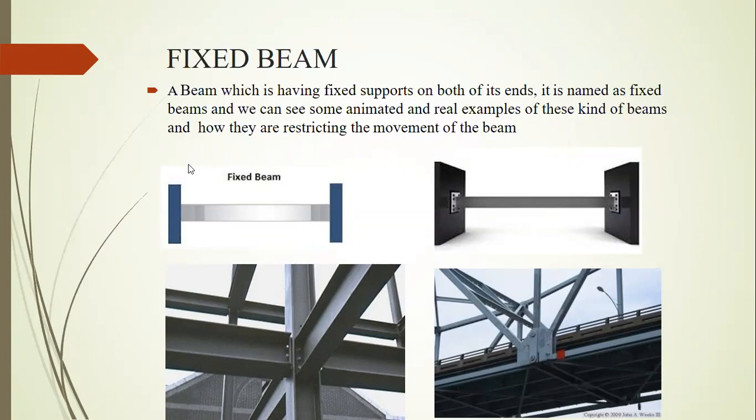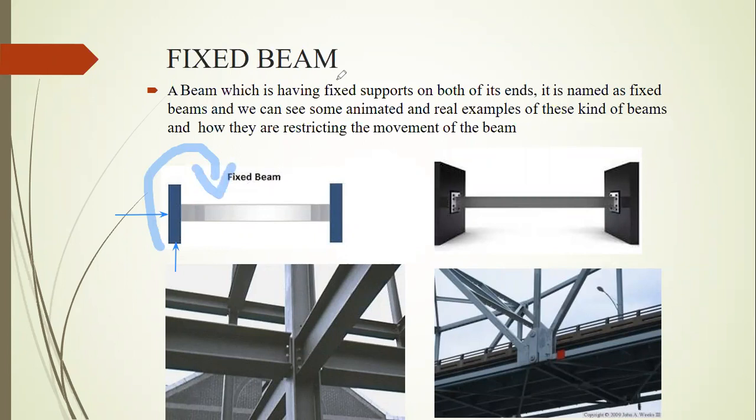Okay, what is a fixed support? It will resist the movement in all three directions. So if this is a fixed beam, how many reactions will there be? For each fixed end, there will be 3 reactions. One is horizontal, one is vertical, and the third one is rotational.